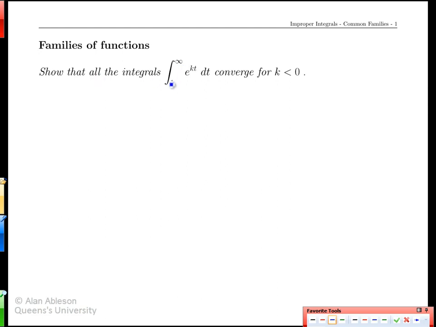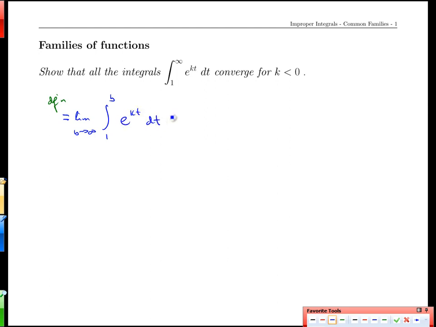Let's take a look at the integral from 1 to infinity of e to the kt dt. And as we do with all these examples, we're going to use our definition first and replace that infinite upper limit with some upper limit that's a constant. And then afterwards, we're going to let that upper limit get pushed towards infinity.